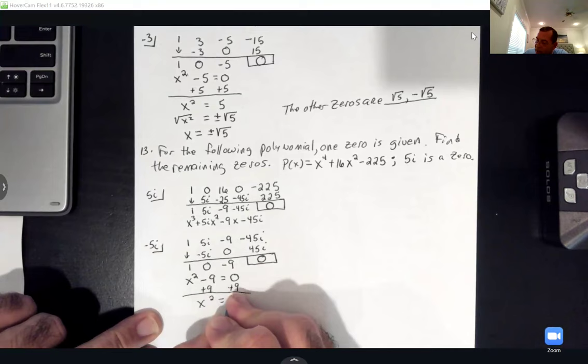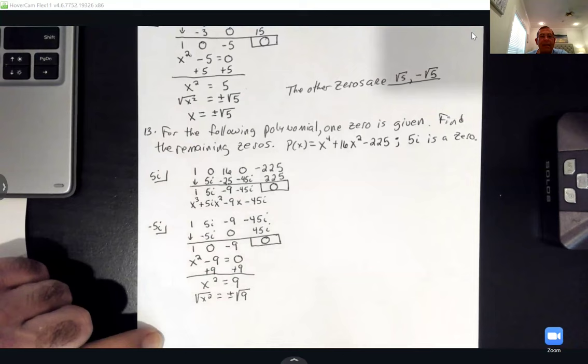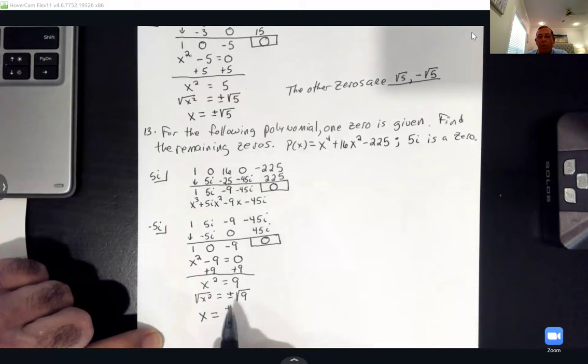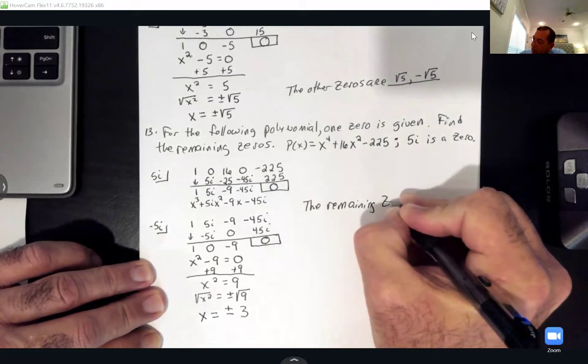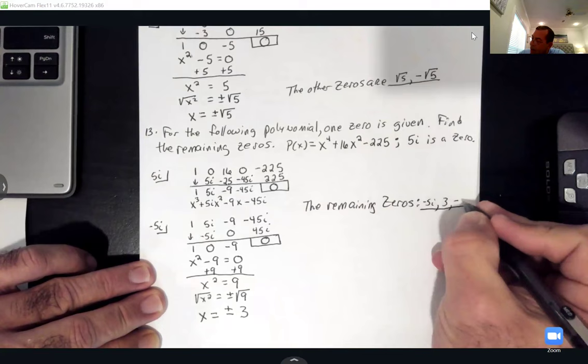So now I'm going to do square roots to both sides. So that'll be a plus or minus square root of 9. So y'all, the x squared, the radical and the exponent cancel, leaving our x. And this will be what, a plus or minus square root of 9, which is 3. So for your answer, the remaining zeros we would have our negative 5i, and then 3 and negative 3.